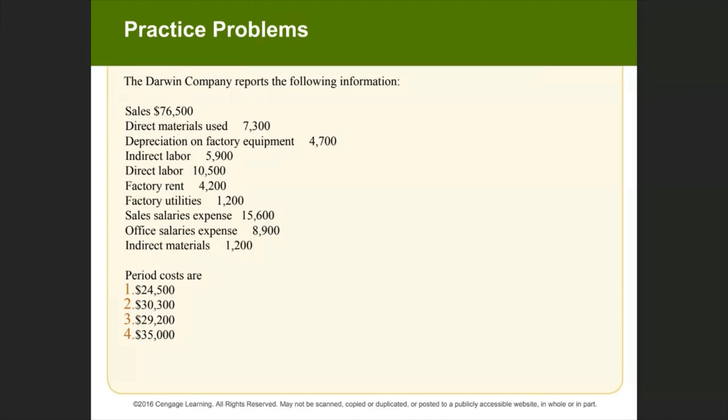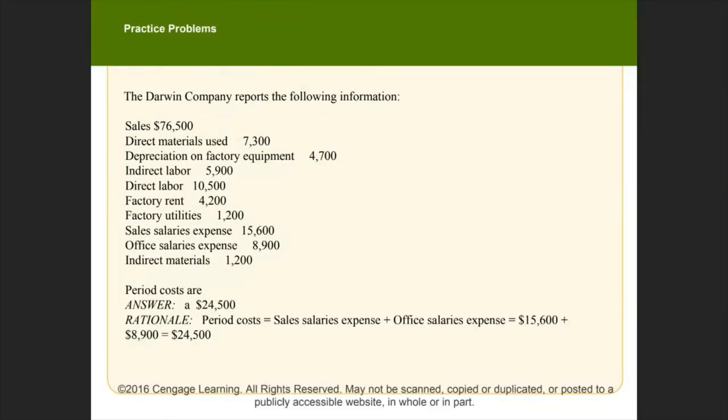It's going to be the total of your salaries. Total of your salaries. Yep, 24,500. So our sales salaries and our office salaries are considered our period cost. So that's correct. You're right. So we take the 15,600 plus the 8,900, and that gives you your 24,500 for period cost.